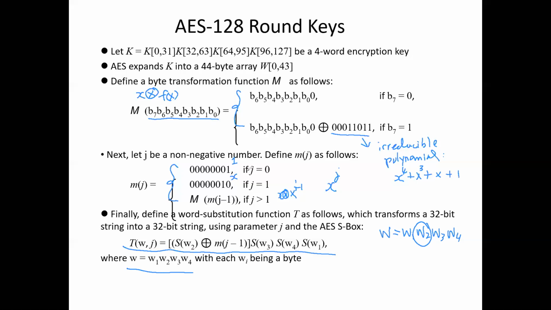Then you concatenate S of W3, S of W4, and S of W1. So that's what this T is. Okay, so it's made fairly complicated, but the execution itself is efficient. But when you want to do analysis, it would be very hard to do. So now let me erase this to move on to the next slide.